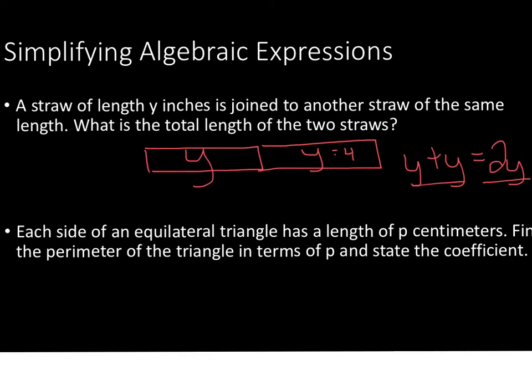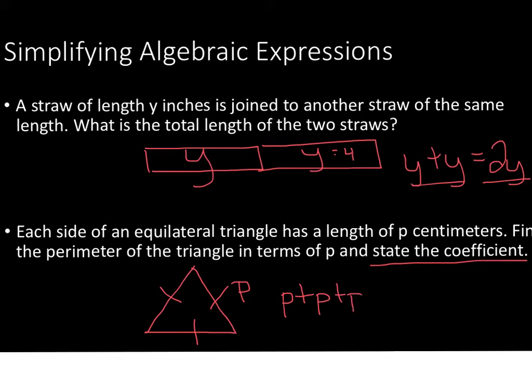Alright, and then this next one says each side of an equilateral triangle has a length of p centimeters. So if it's equilateral, all the sides are equal, and they have a length of p centimeters. It says find the perimeter of the triangle in terms of p and state the coefficient. So right here, if all the sides are the same, then this is p plus p plus p. So what I'm going to do is simplify it because I know that p plus p plus p is the same thing as 3 times p, or 3p.